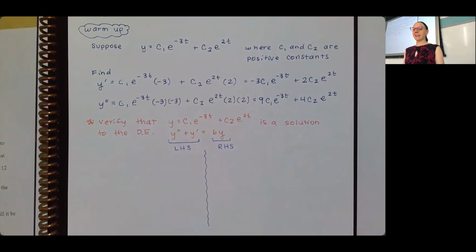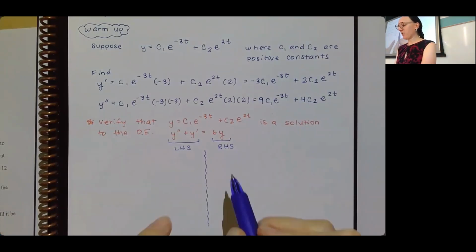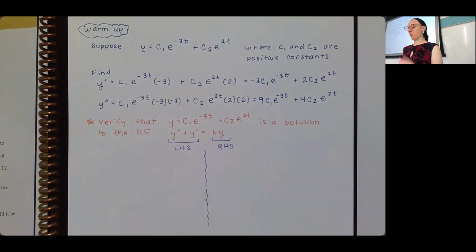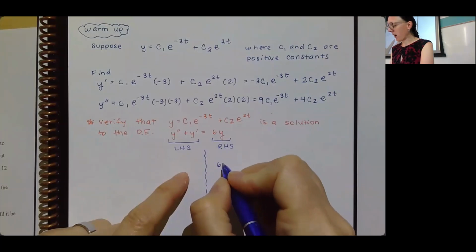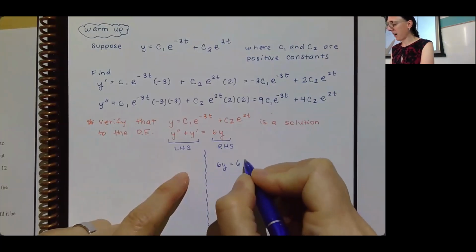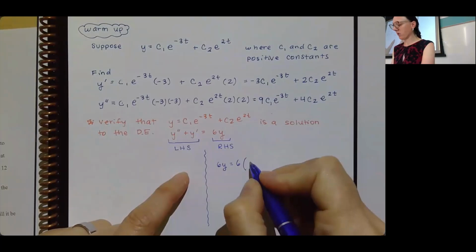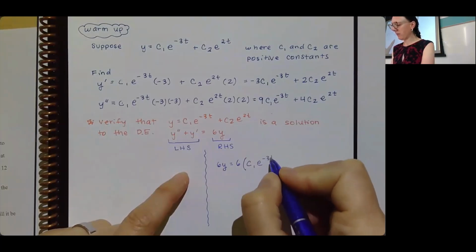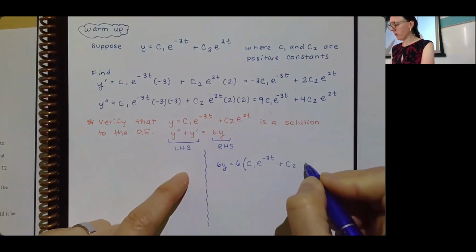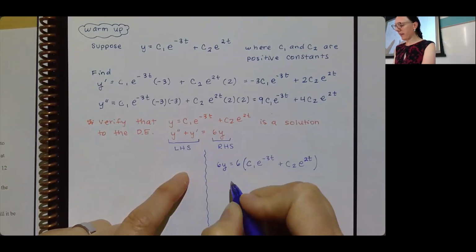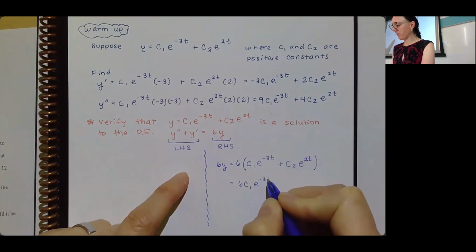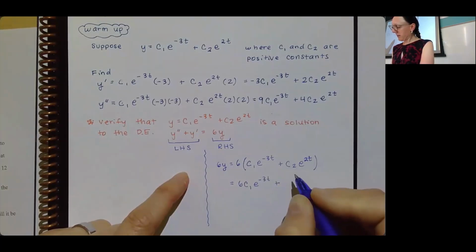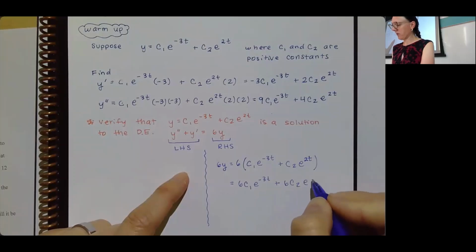So looking at the right-hand side of the equation, this just says, figure out what 6 times y is. So on that right-hand side, 6y would be the same as 6 times that whole equation that y is equal to: C1 e to the negative 3t plus C2 e to the 2t. Not really that exciting. I'm going to go ahead and distribute that out. So 6 C1 e to the negative 3t plus 6 C2 e to the 2t.